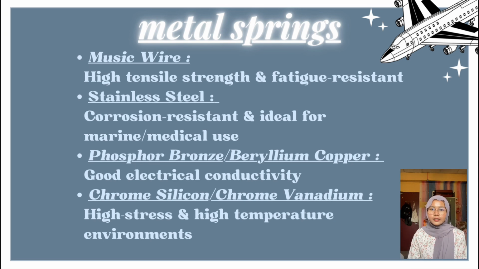Then, stainless steel. This one is corrosion resistant, so it is perfect for things like marine or medical use. Next, phosphor bronze and beryllium copper. Both have good electrical conductivity, which means they are often used in electrical parts. And lastly, chrome silicon and chrome vanadium. These are used for high stress or high temperature environments like in engines or machinery.